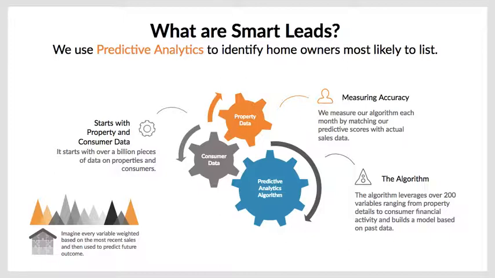We measure accuracy by matching this up with recently listed and also recently sold properties. So if properties have been listed or sold, they will most likely be taken off that list. And then, of course, new properties will be added on. The algorithm runs on an ongoing basis, so we've got to make sure that we're always hitting those top scoring properties, which we call smart leads.